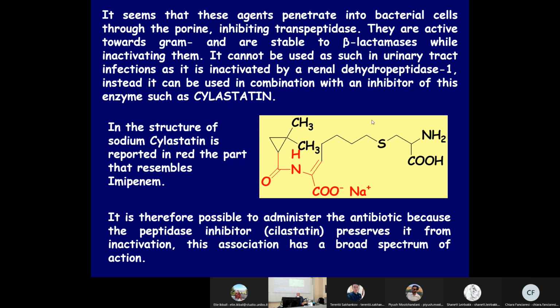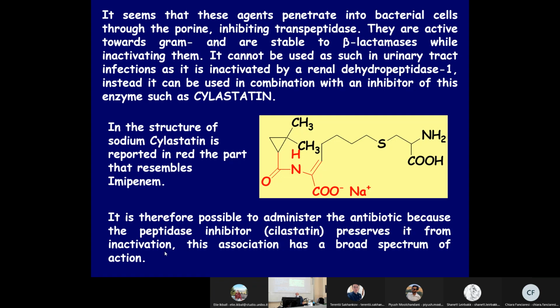Here you can see the chemical structure of cilastatin, and you see in red some chemical features common with imipenem. And you see once again the amino group. And so the peptidase attack cilastatin, and they are blocked. And so imipenem can act as antibiotic. So cilastatin preserves imipenem from inactivation.